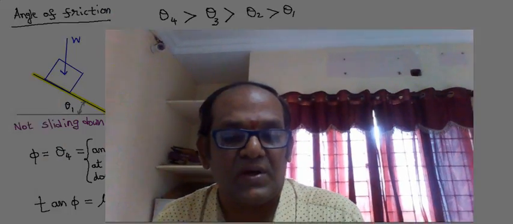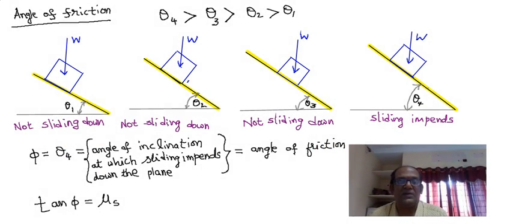In this brief video, we'll try to see what is angle of friction and how it is related to the coefficient of static friction that we have seen in the prior two discussions. Let us consider the rough surface as shown over here.